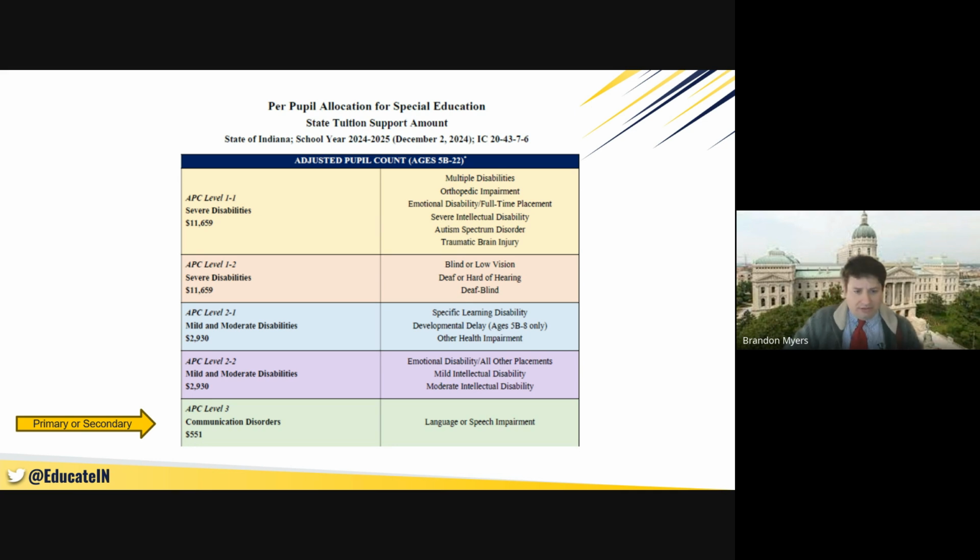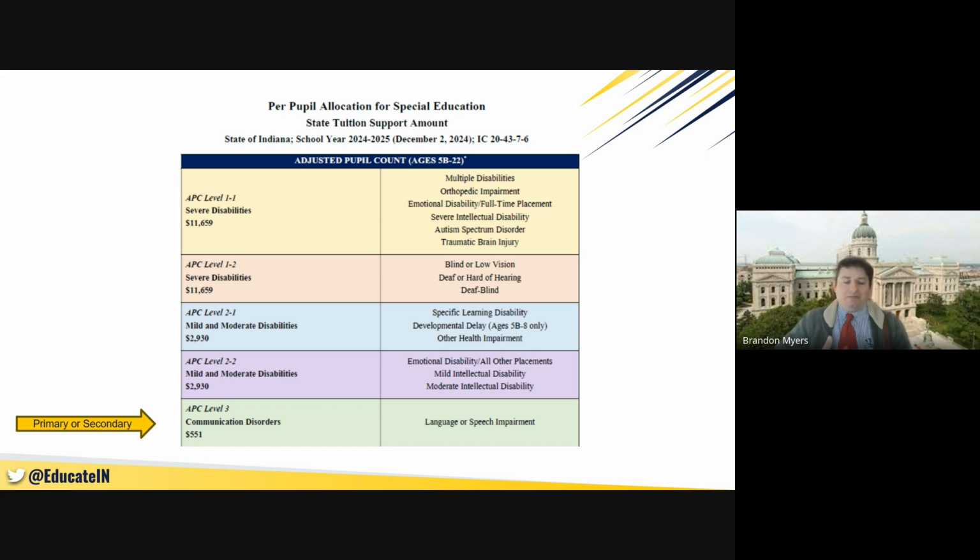So it's good to know these amounts, but it's also important to know that it does not mean that it takes this much money to educate a child with a special needs situation. It can be more than this for that particular child. It can be less than this. This is just an amount that is set sort of as an average to supplement that tuition support.